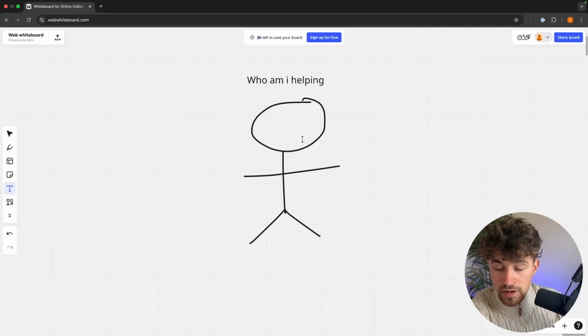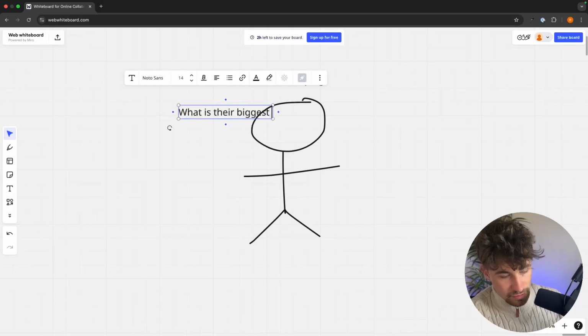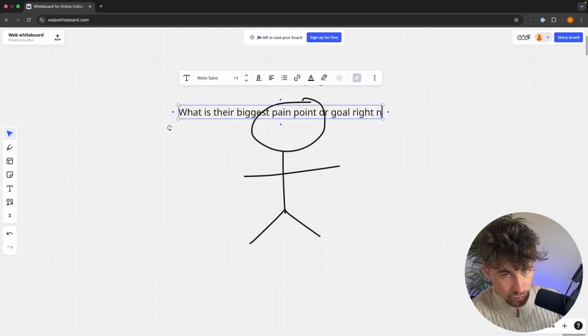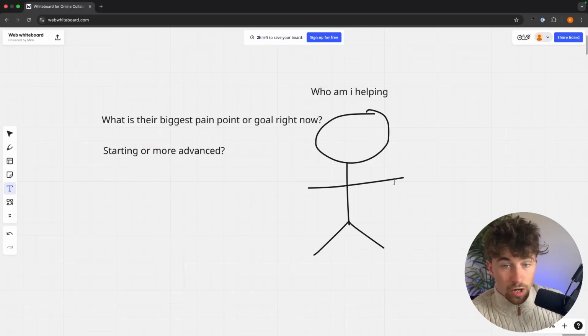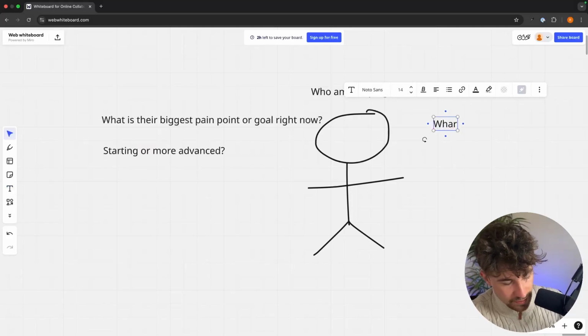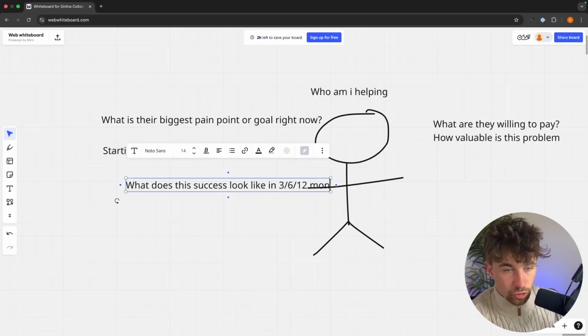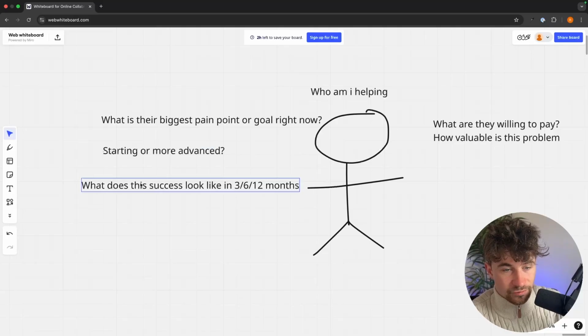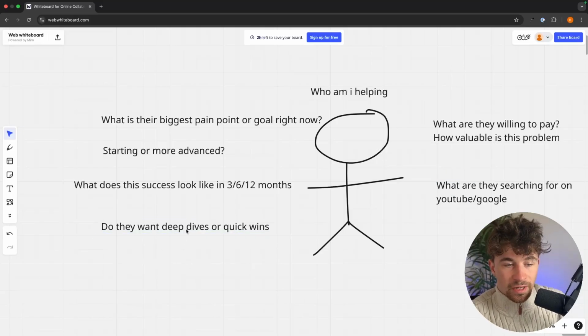and answering them. Some of the biggest things that we are looking for when we are deciding what type of digital product to build is, with your customer, what is their biggest pain point or goal right now? We also want to be asking, are they just starting out or are they more advanced? Another good question is, what are they willing to pay? Or, how valuable is this problem? We could also ask, what does their success look like in 3, 6, 12 months? What are they searching for on YouTube and Google at 2 a.m.? Do they want deep dives or quick wins?